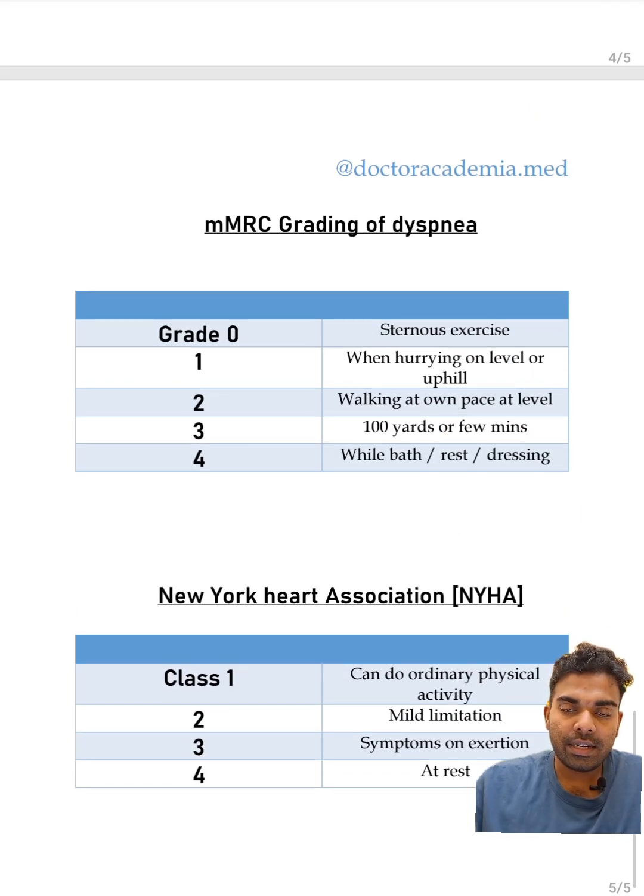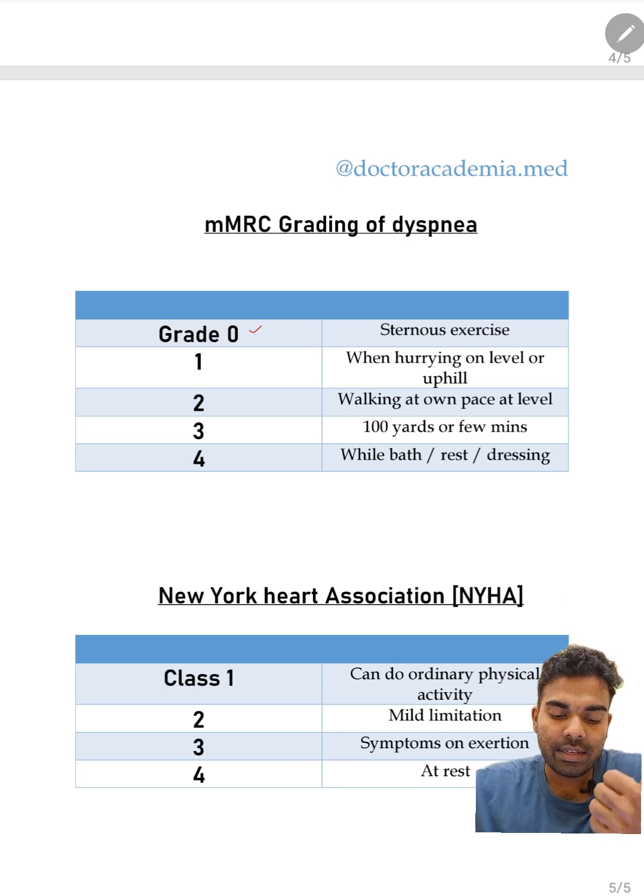The next is how you grade the dyspnea. We have two kinds of classification grading systems. The first is the modified Medical Research Council grading for dyspnea, where grade 0 is for strenuous exercise, grade 1 is dyspnea while hurrying on level ground or uphill, grade 2 is while walking at your own pace on level ground, grade 3 is when you walk at least 100 yards or a few minutes, and grade 4 is breathlessness while bathing, resting, or dressing. That is the MMRC grading classification.